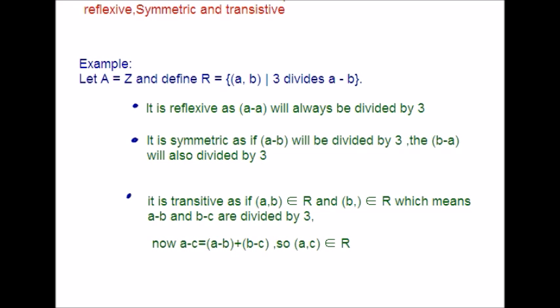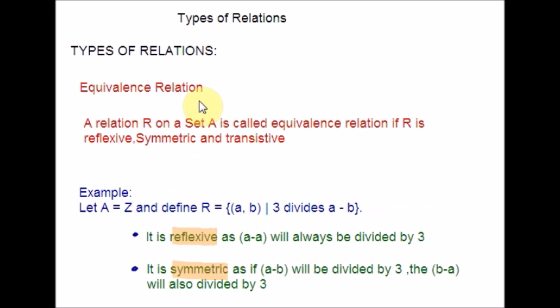So for this example, we proved it is reflexive, symmetric and transitive. Since it satisfies all the three conditions, we can say that it is an equivalence relation. So the relation R on a set A which is equal to Z is an equivalence relation because R satisfies reflexive, symmetric and transitive. Let me take one more example and explain this concept.